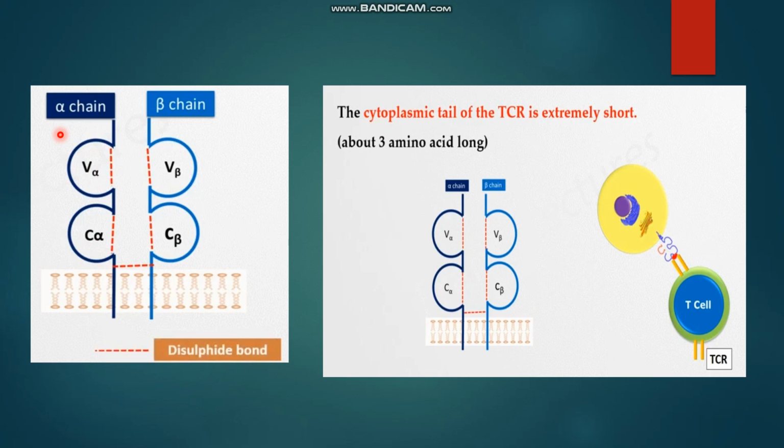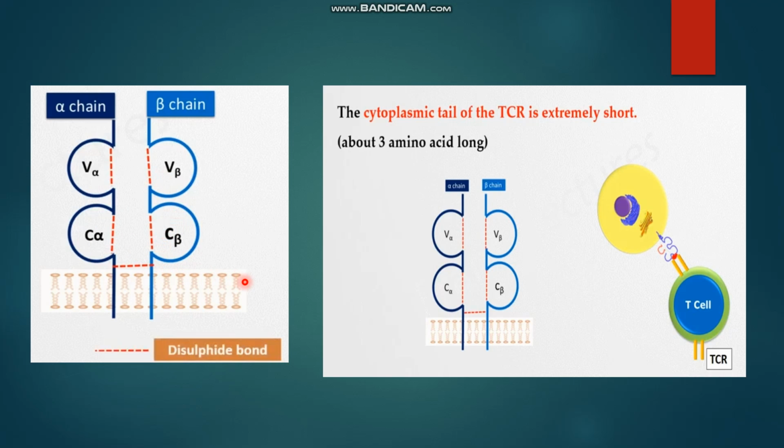In this first structure, we can see the two chains, a heterodimer called alpha beta chains. It has two variable and two constant regions. V stands for variable, C stands for constant. This is variable alpha, variable beta, constant alpha and constant beta. The red line shows the disulfide bond between them.